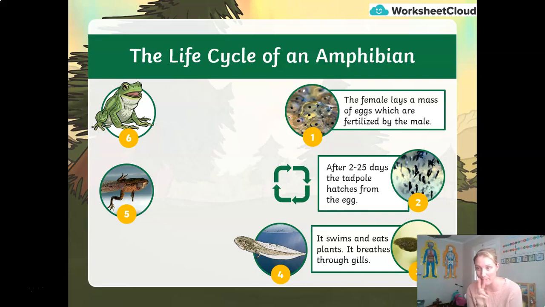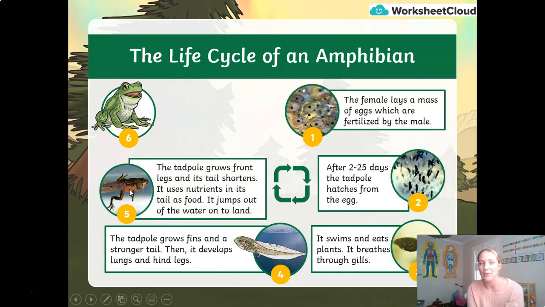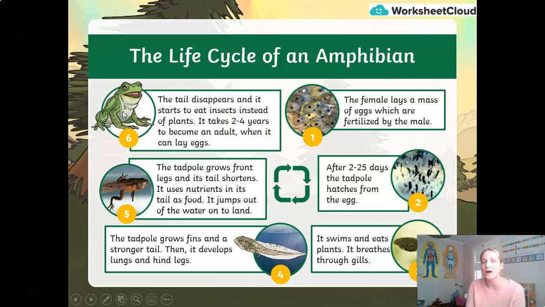So this is where that both worlds come in. Slowly those tadpoles will grow fins and a stronger tail, and then develop hind legs and lungs. Now this is the very important thing, because those lungs will allow them now to start to come out of the water. The tadpole then will grow front legs, its tail starts to shorten, and it uses the nutrients that it had in its tail as food in order for it to completely change, and so it can jump out of the water and onto land, and now we have a fully grown adult amphibian.